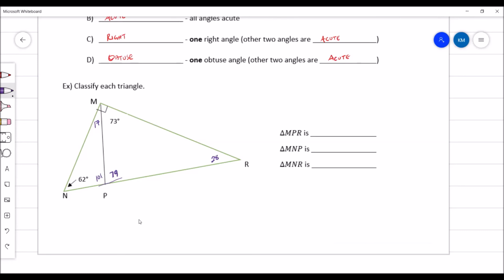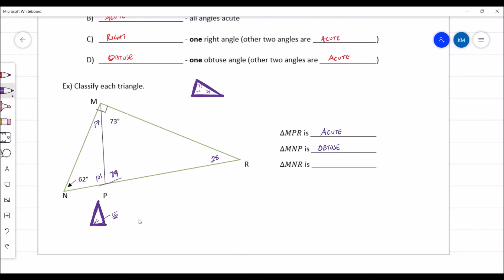just to make sure that I'm talking about the right ones. We have MPR here, that's the one to the right, where we have 73, 79, 28. All these angles are acute, less than 90, so it's an acute triangle. MNP, right here. This is 62, this is 17, and this is 101. Okay, we have one obtuse angle. Okay, that must mean that it's an obtuse triangle.